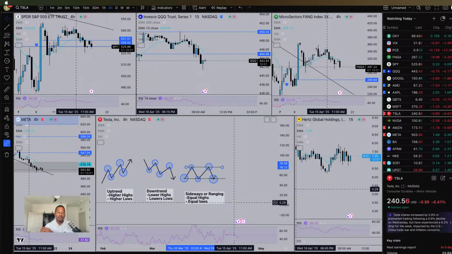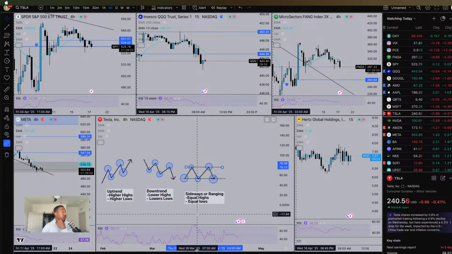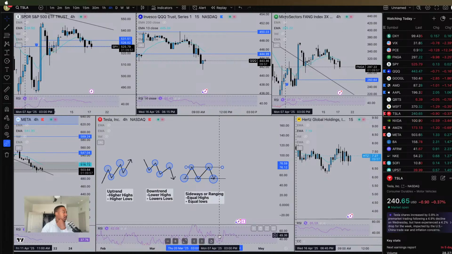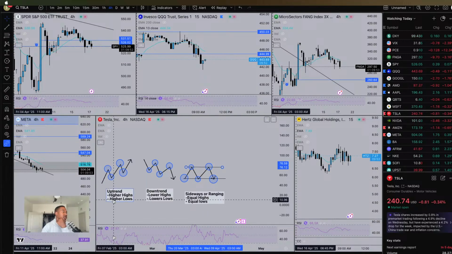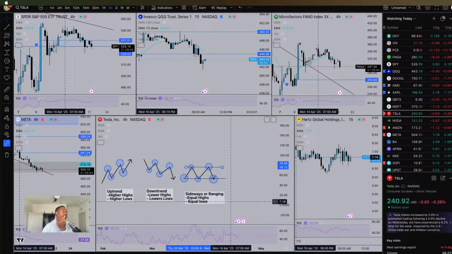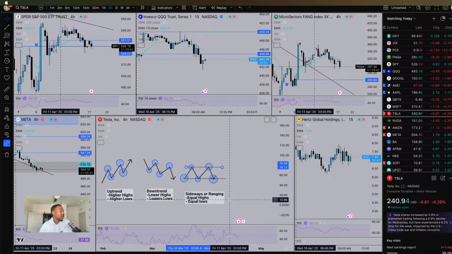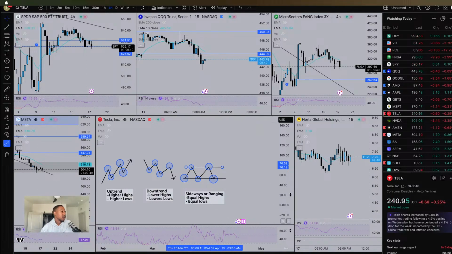So the first thing you want to do whenever you're charting is realize what kind of trend you're in. Once again, an uptrend consists of higher highs and higher lows. A downtrend, lower highs and lower lows. And sideways consists of equal highs and equal lows.